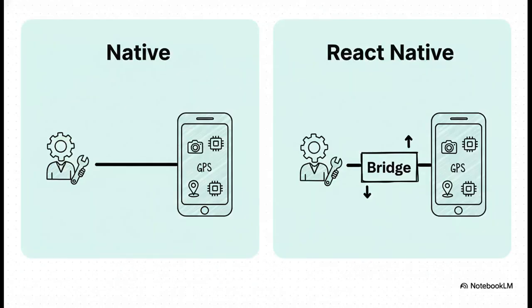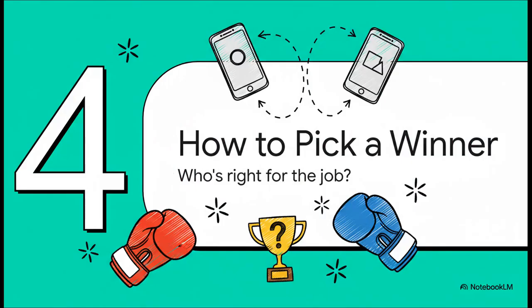And for our final round, round 5, access to native features. The momentum swings back to native on this one. When you build native, you get full, direct, no questions asked access to every little feature on the phone, the camera, the GPS, everything. React Native can get to most of these things too, but sometimes it needs what's called a bridge. Think of it like a little translator that helps the JavaScript code talk to the native device features. It's a problem you can almost always solve, but it's an extra step that native just doesn't have to worry about.